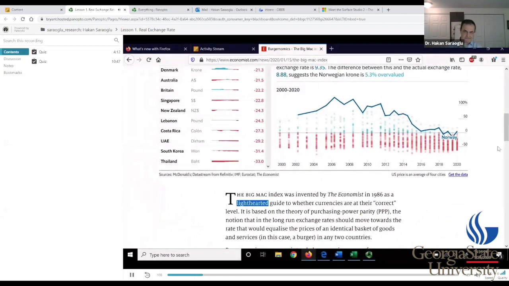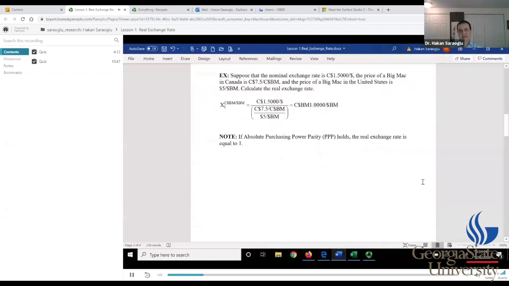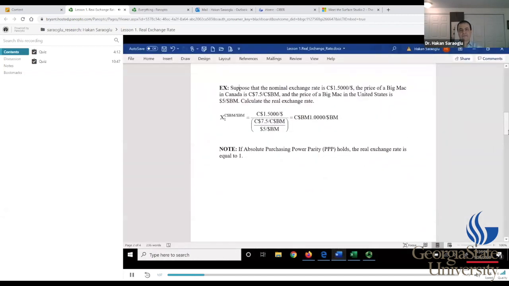All right, let's go back to our example and illustrate the use of our real exchange rate formula. In this example, the nominal exchange rate is assumed to be 1.5 Canadian dollars per US dollar, and the prices of the Big Macs in Canada and the US are 7.5 Canadian dollars and $5 in the US, respectively.